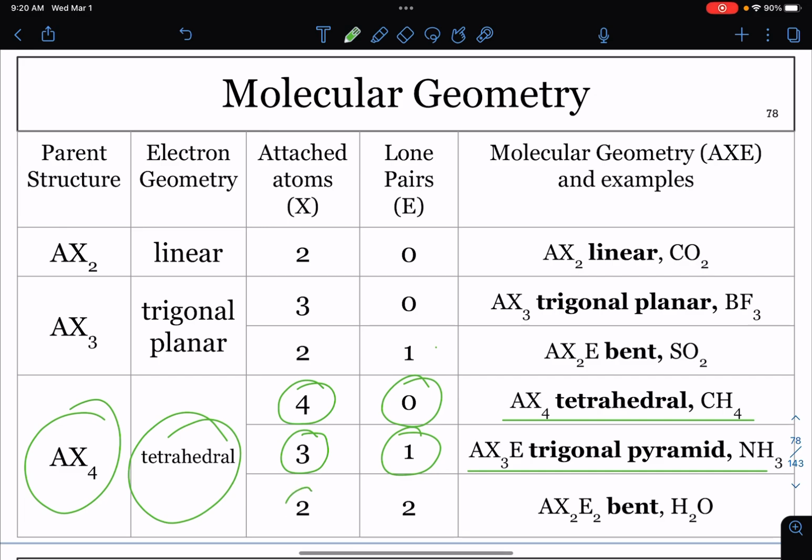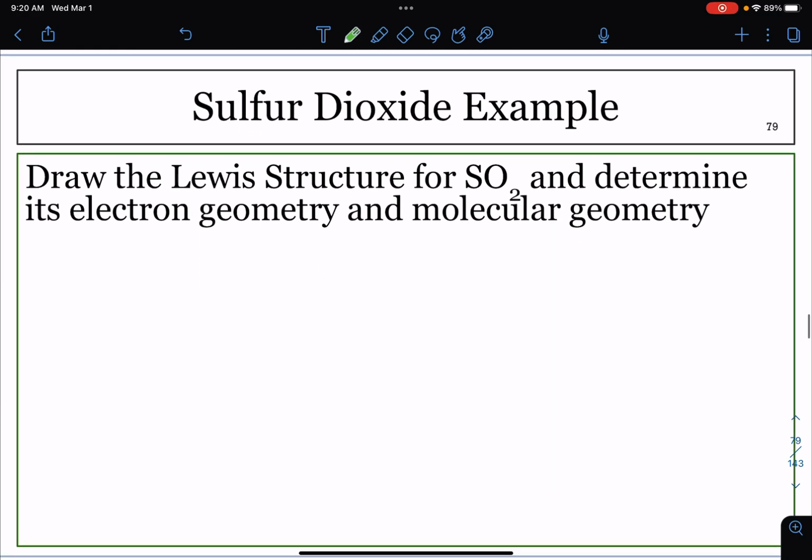And then if you have only 2 attached atoms and 2 lone pairs, we call this bent. And you can see that the symbols are changing, AX3E or AX2E2. It still has 4 electron domains around the central atom, but some of them are attached atoms and some of them are lone pairs. So let's draw the structure for SO2 and determine its electron geometry and the molecular geometry.